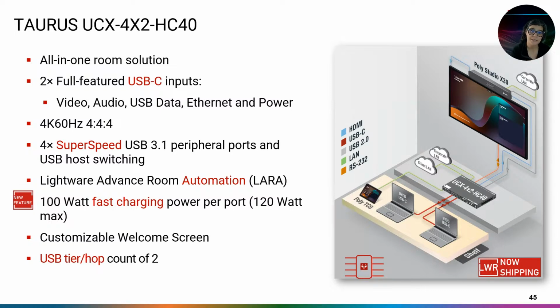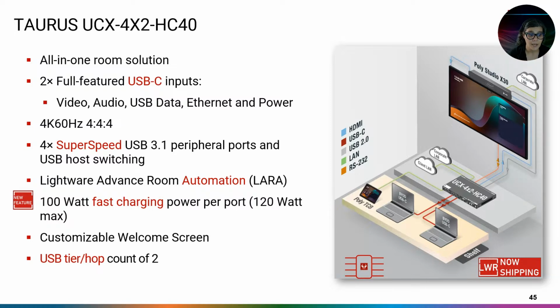And this is where it shines, in those small to medium size huddle rooms. This is your all-in-one room solution. You're going to get those 2 fully featured USB-C inputs, and you're going to be able to do video, audio, USB, Ethernet, your power delivery. If you want to, you're going to be able to get that 4K 60 444 display on your TVs in there. You're going to be able to do your super speed if you want to. Again, you're going to want to choose between one of those.